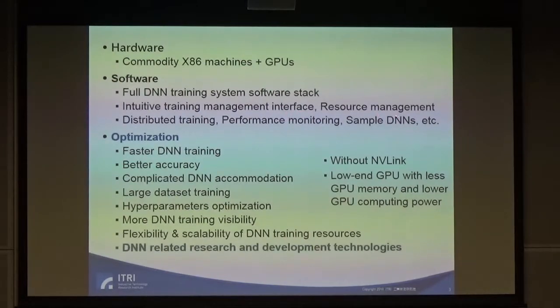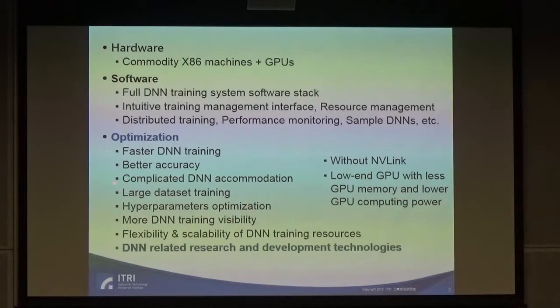We also do resource management, distributed training, and performance monitoring. But we focus on the optimization part. Can we do faster training? Can we help the developer get higher accuracy? Sometimes there's a GPU memory capacity limitation. For example, a gaming card only has 11 GB memory, but a V100 has 32 GB. Can we enlarge memory utilization to accommodate more complicated deep neural networks, so that we can train on large data sets?